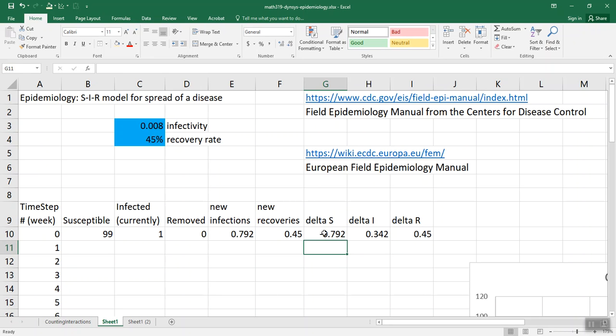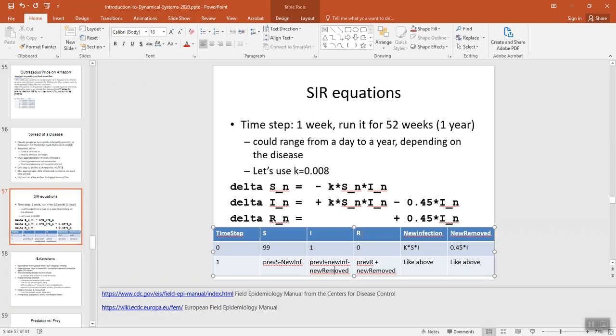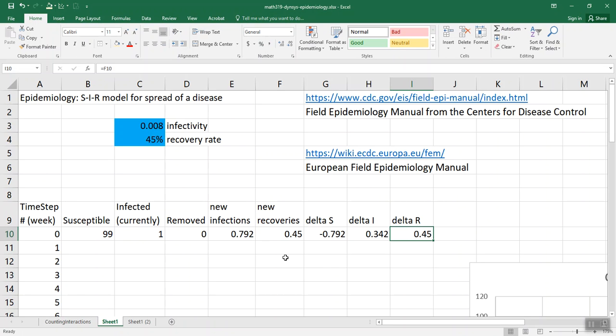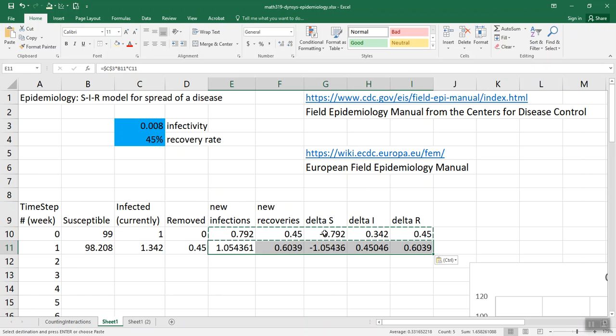This way I'm not recomputing the number of new infections because I use it once here and once here, and then the number of new recoveries I use once here and once here. So I'm not having to compute something twice. Here I'm doing the same thing, computing it once, using it twice. Alright, and the number of susceptible is the previous number of susceptible plus delta S, and then I can just do the same basic thing for currently infected and removed, and need all those formulas again, and then just fill that down.